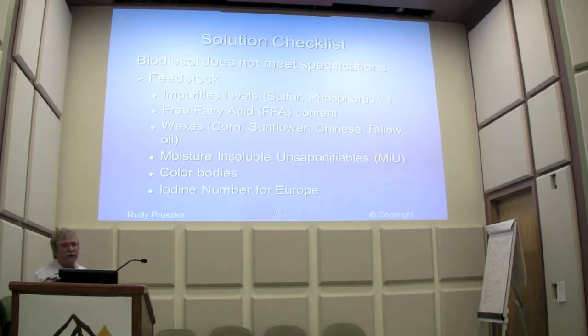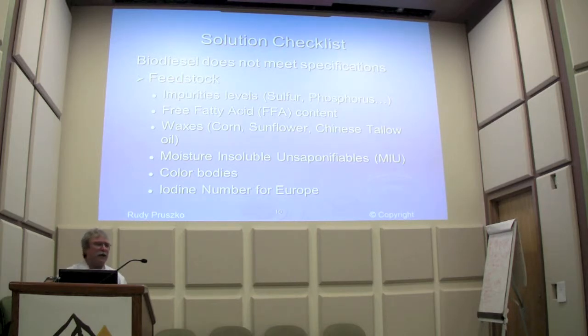If your biodiesel doesn't meet specifications, look at your feedstock. Are there impurity levels, high sulfur, phosphorus, or something in there that's going through? A lot of times it'll go right through the process from your feedstock into your biodiesel. Glycerin sometimes looks like a sponge. It soaks a lot of the impurities out, which is a benefit to us for most impurities in the feedstock. Free fatty acid content, that's always a killer to reactions.